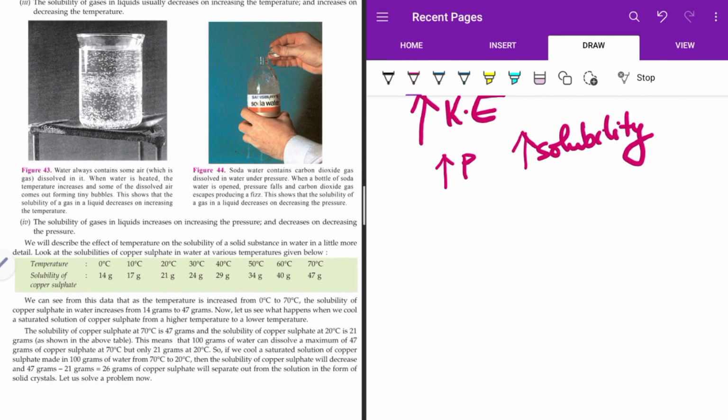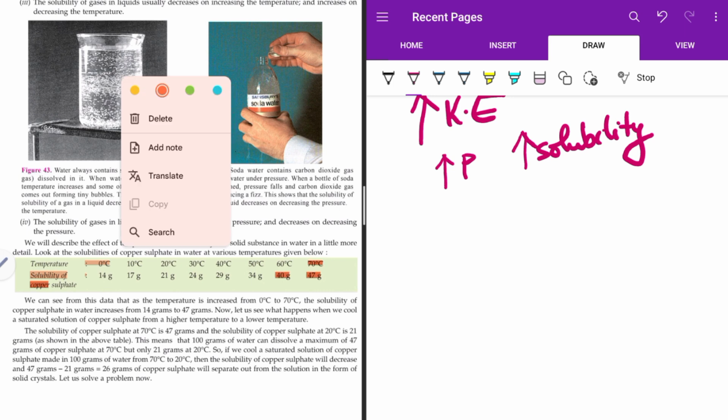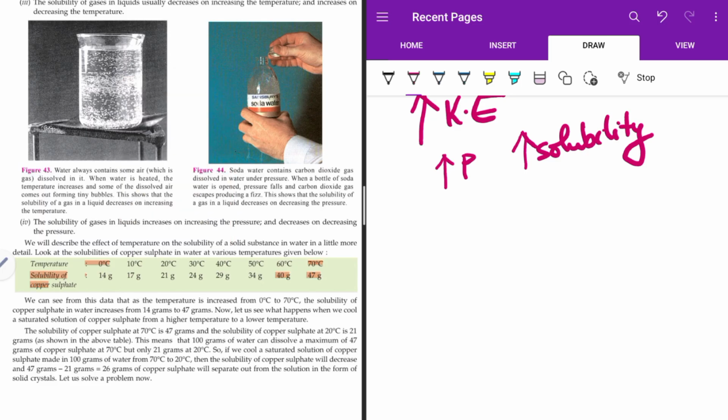This is a tabular representation where we can see the solubility of copper sulfate at different temperatures is given, right? So at what temperature you can see the solubility is going maximum? So we see that if the temperature is increasing from 0 beginning till the end, that is 70 degrees Celsius, what is happening? The solubility is going on increasing, and obviously at the highest temperature the solubility is also maximum. Why? Because copper sulfate is a solid, and solubility of solids increases on increasing the temperature.